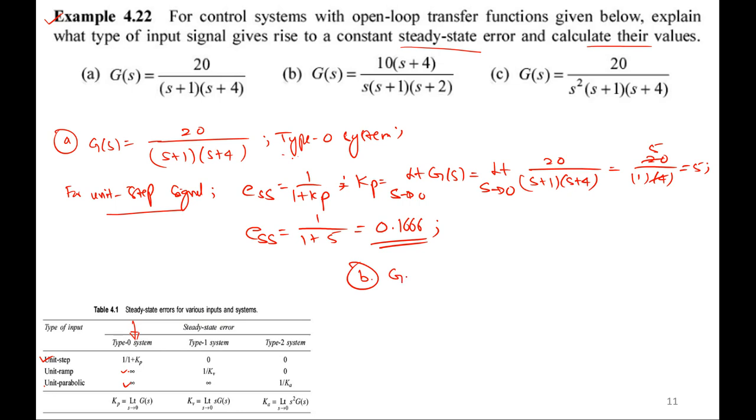So part B will take up G of S is equal to 10 into (S plus 4) divided by S into (S plus 1). Can anyone tell what type of system it is? Unmute yourself and tell. Don't put a message in the chat box. What type of system it is? Type 0, type 1 or type 2? I hope people are there in the class, then they are listening to my class. What type of system it is?